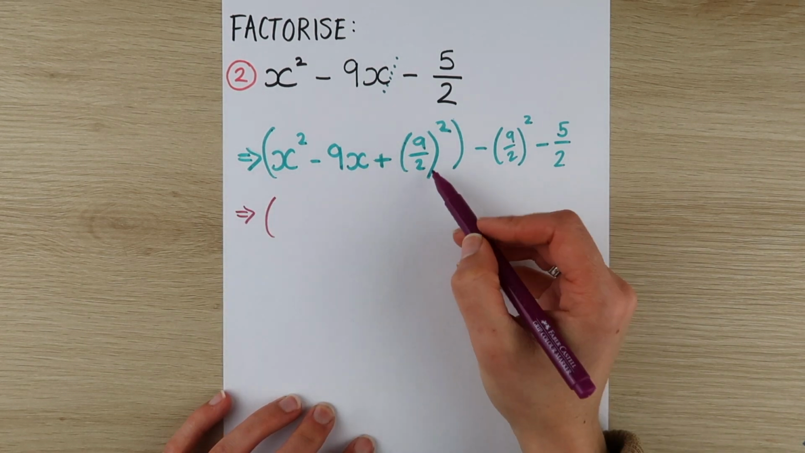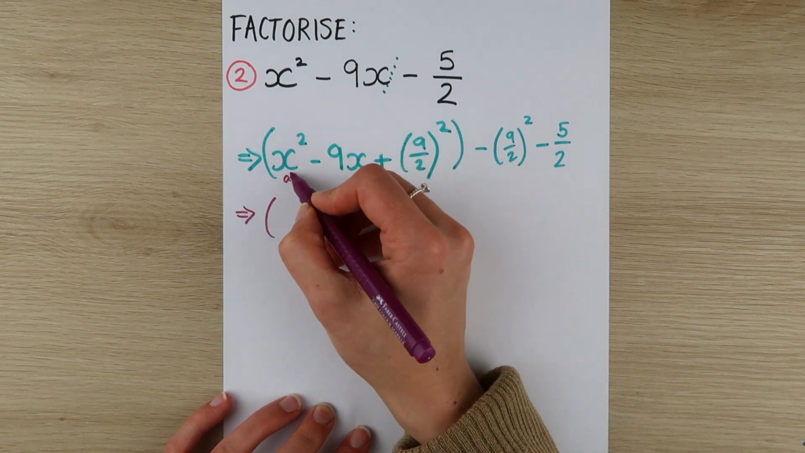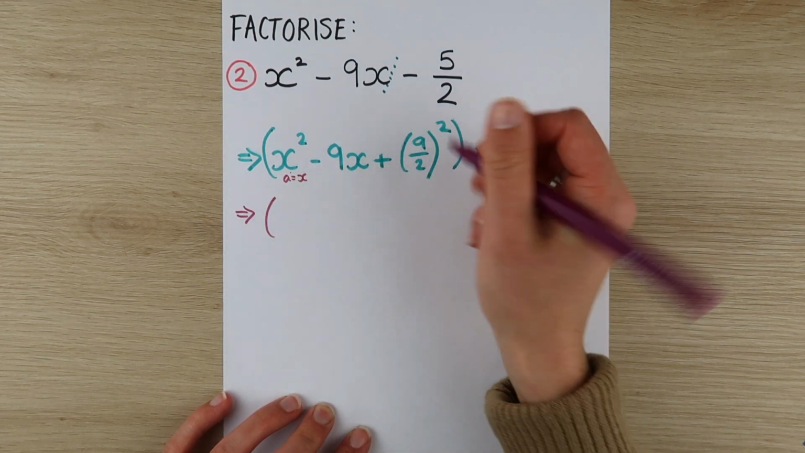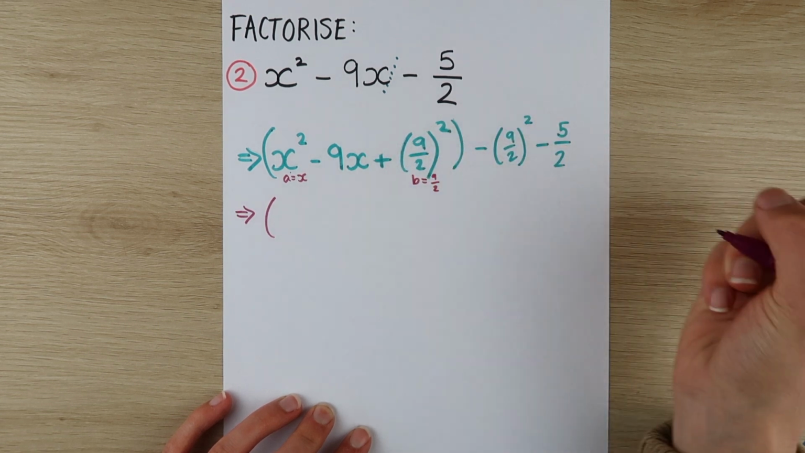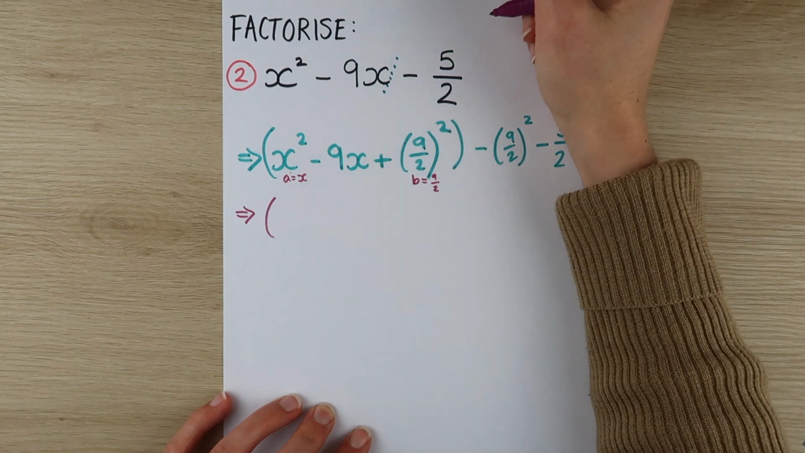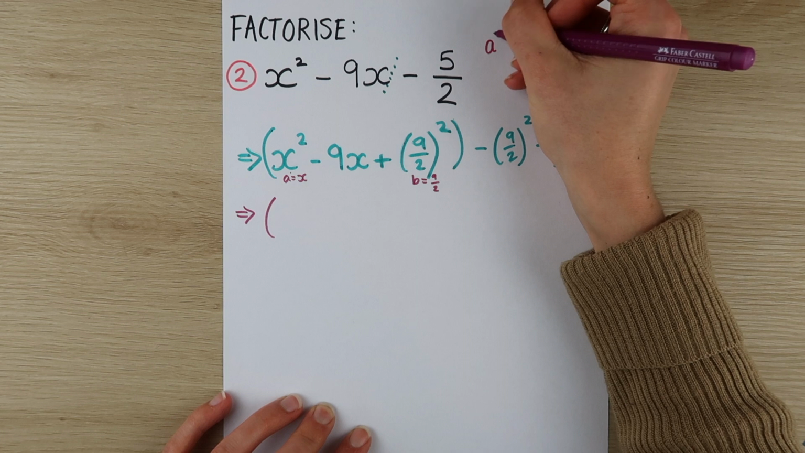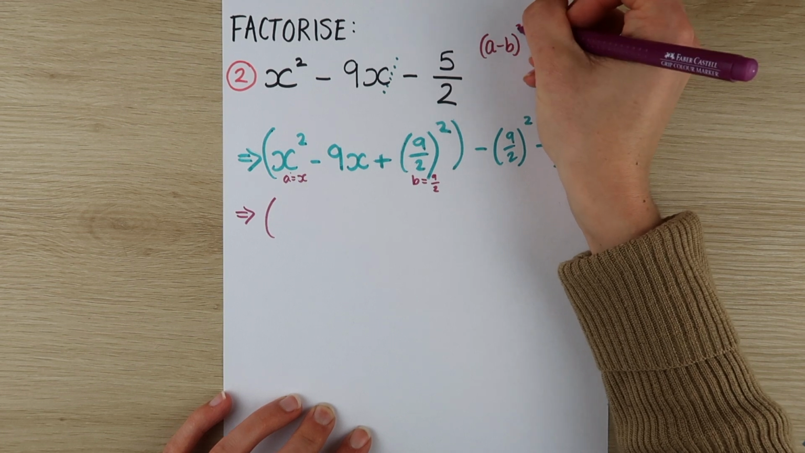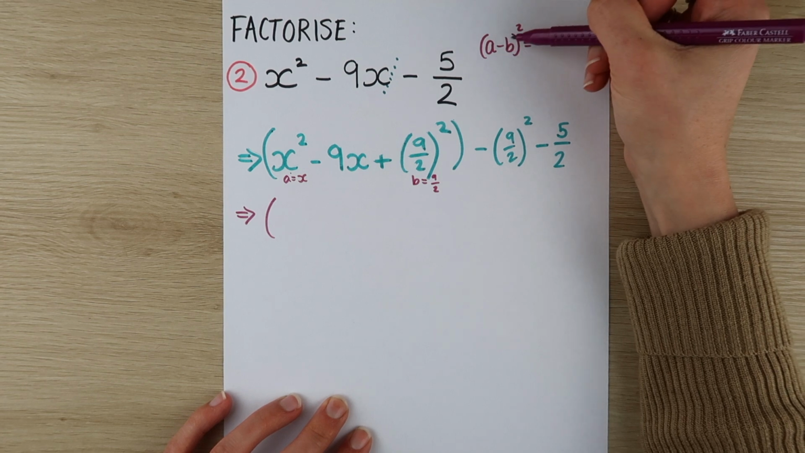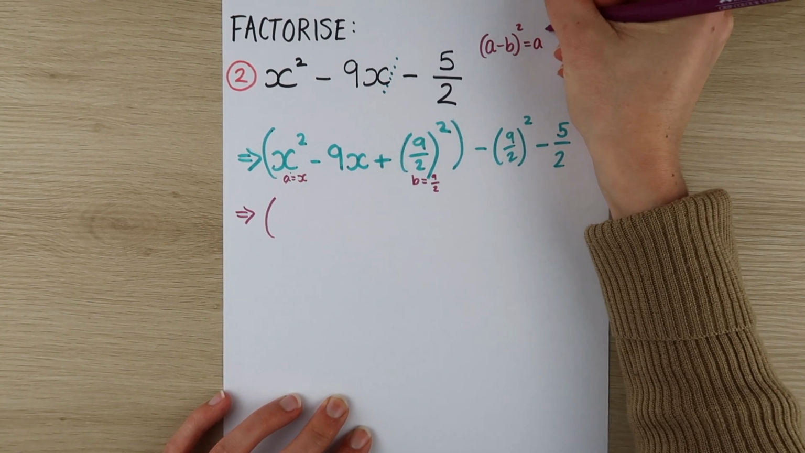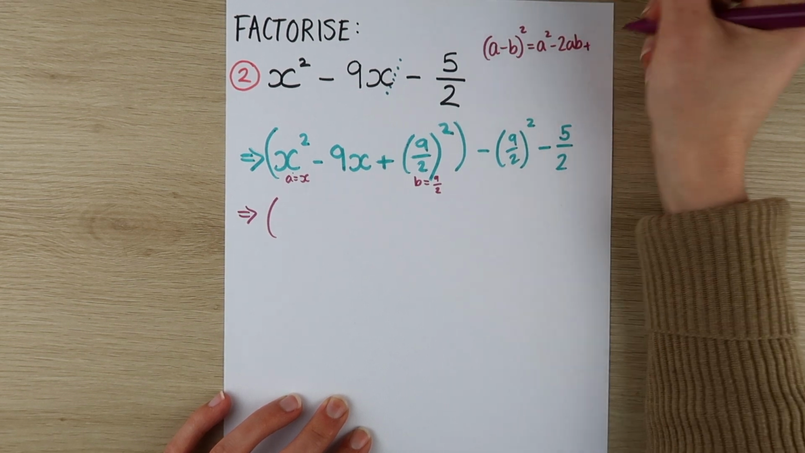Now this, reminder, creates a perfect square where this is A and 9/2 is B. And the perfect square rule is that A minus B, this is the other part. Before, in the previous example, we looked at the positive, and now this one in here is negative. A squared minus 2AB plus B squared.